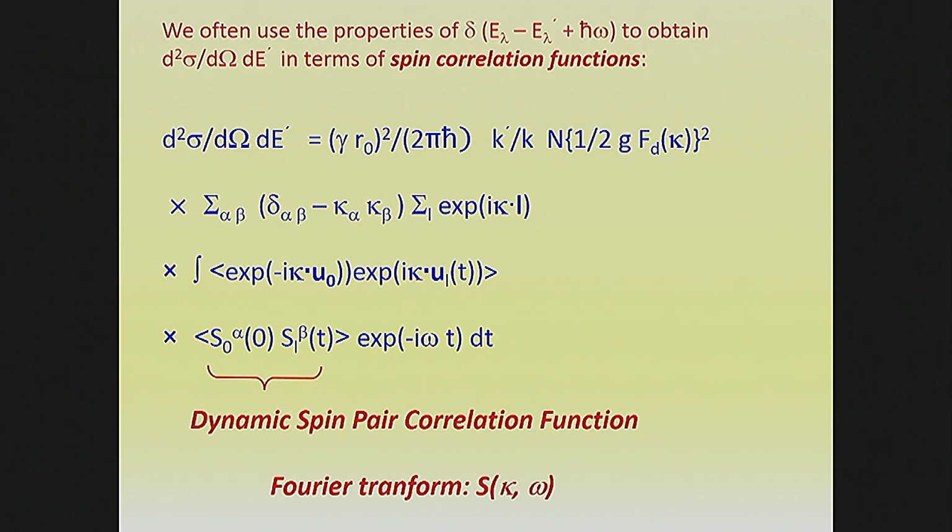So basically, the Fourier transform of this is S of Q and omega, and I've now changed Q to kappa. I don't know why I did that necessarily, but we still have these pieces. We've got the form factor squared. We've got this term here that's going to give us some polarization information. It's going to tell us that we are insensitive to magnetic moments which lie in the same direction as the momentum transfer.